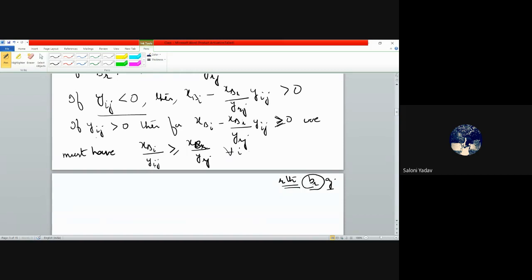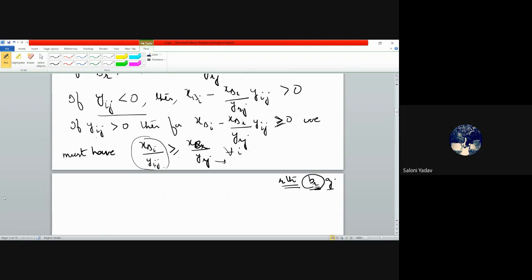So what does this mean? Our choice is falling on this R. So now what we need is that, for the other remaining ones except the rth column of B, the other ratios XBI upon YIJ must be more than or equal to this.